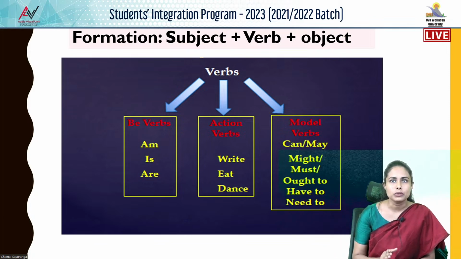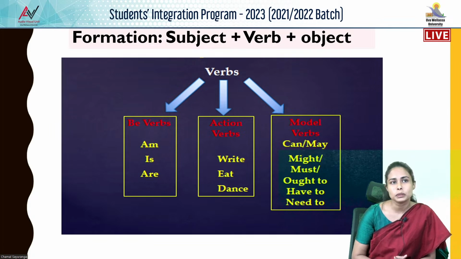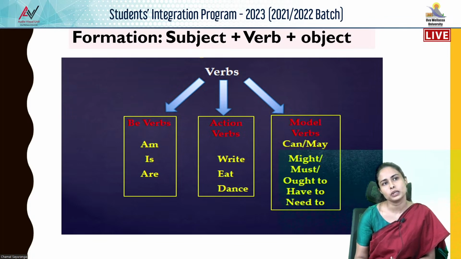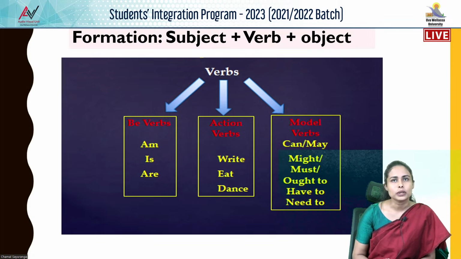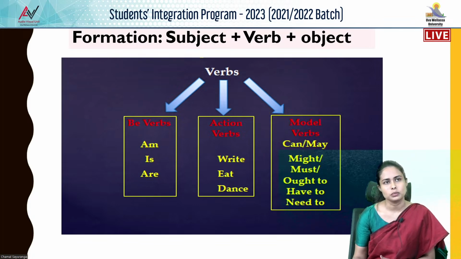And when it comes to be verbs and action verbs, when it comes to simple present tense, when do we usually use be verbs? You know that simple present tense be verbs are am, is, are, right? And on the other hand, we have action verbs. That means the things that we do, actions, right? Write, eat, dance, speak and so on. So first let's look at be verbs. So my dear students, when do we actually use be verbs and when do we actually use action verbs, and what's the difference between these two?